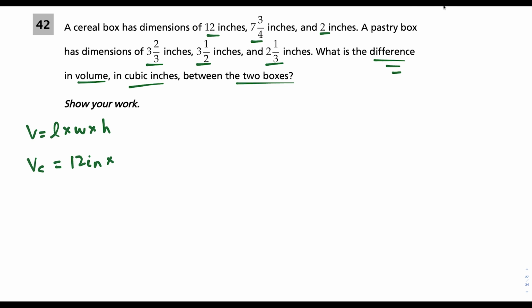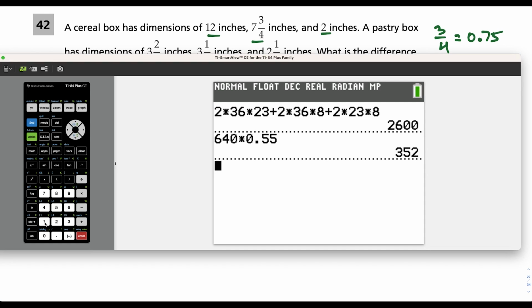But just know 3/4 is the same thing as 0.75. Because think this is 3/4, and 3/4 is worth 75 cents. That's one way to remember it. So I could write that as 7.75 inches. And now I'm going to multiply that by 2 inches. So this I could just use a calculator for. I'm going to do 12 times 7.75 times 2. So let's just multiply that out. We have 12 times 7.75, and then we're multiplying that by 2. And this is going to work out to 186.